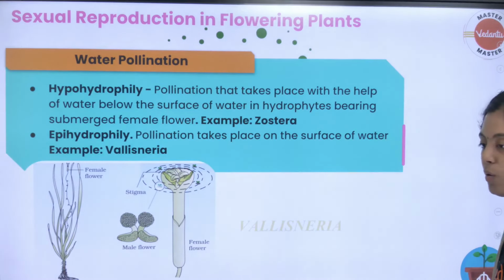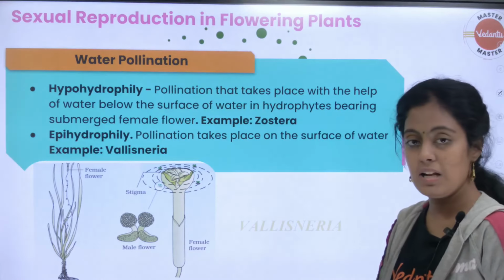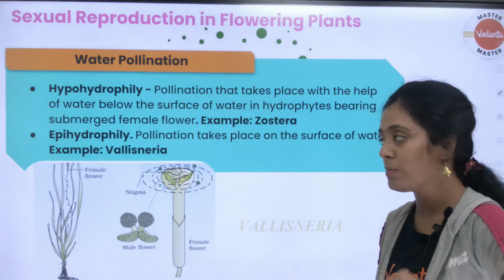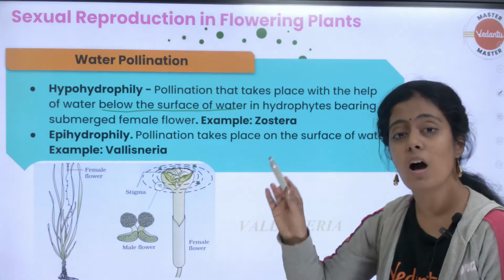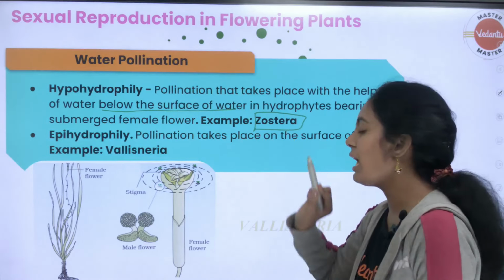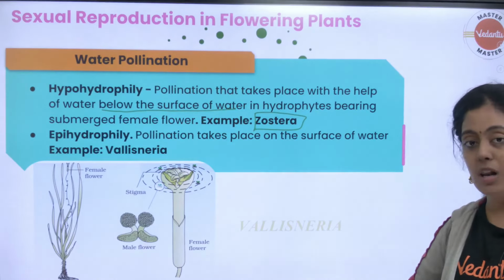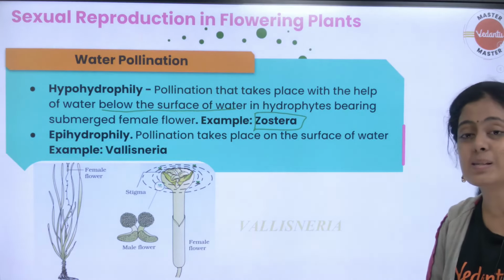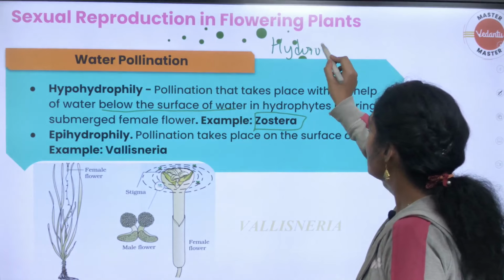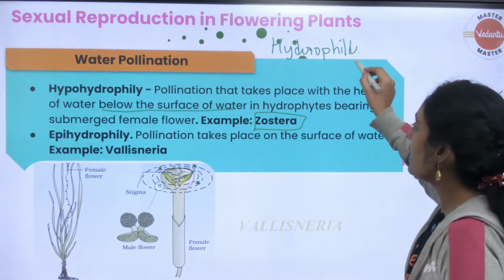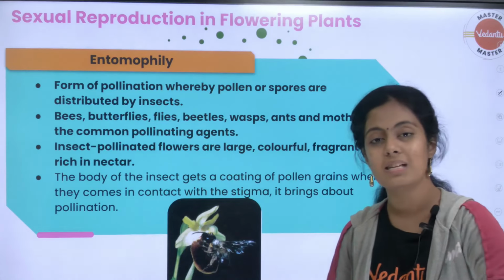Okay, next coming to hydrophily. There are two types: hypohydrophily and epihydrophily. Hypo means the pollination that takes place below the surface of water, and it is called hypohydrophily. The example is Zostera. Then epihydrophily, the pollination that takes place on the surface of water. So water pollination is called hydrophily, and in hydrophily there are two types. One is hypo, another one is epi. Hypo is inside the surface of water, epi is on the surface of water.